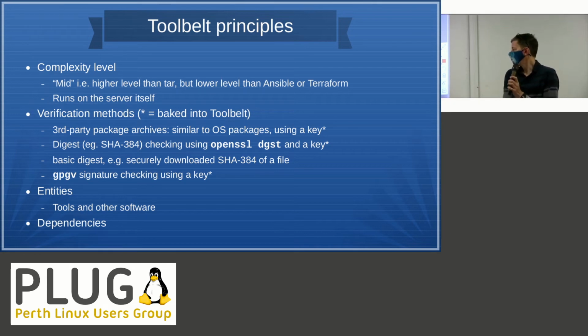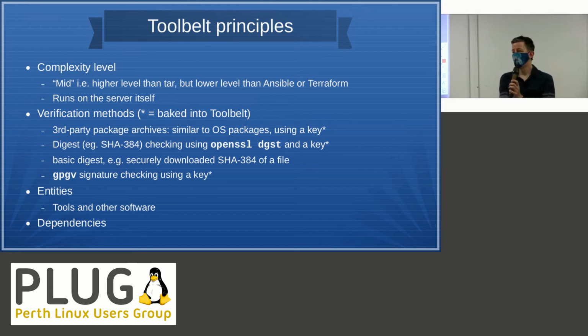So without dwelling on verification methods, I'm going to talk about entities. An entity is something you can install with Toolbelt. I'll give you an example later of what entities are currently supported, but just keep in mind that if you want to install something with Toolbelt and it's a standalone piece of software, you can think of that as an entity. I'll get to other things Toolbelt is intended to do in the future a bit later on in the presentation. But for now, we're just going to focus on the entities side of things.